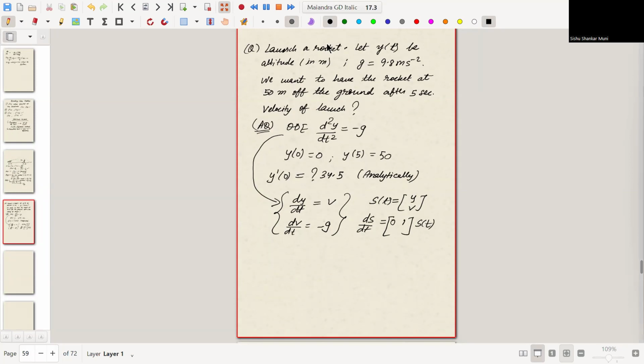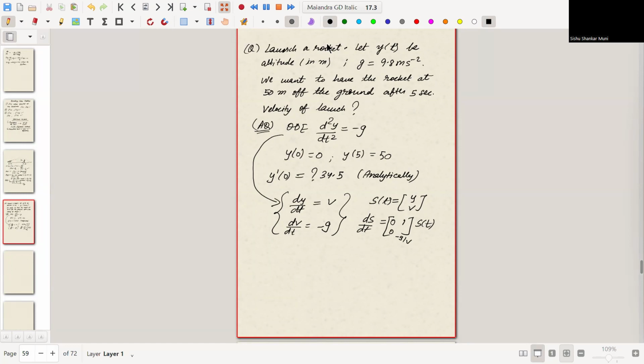Then what you have to do, check again. For the second equation, dv by dt equals minus g. What you can do here? Same in the first row, because when it is multiplying with a v, yes. Okay. So we will see this in Python, how it is solved.